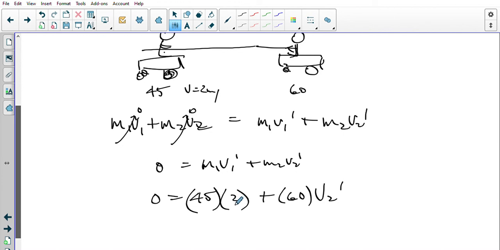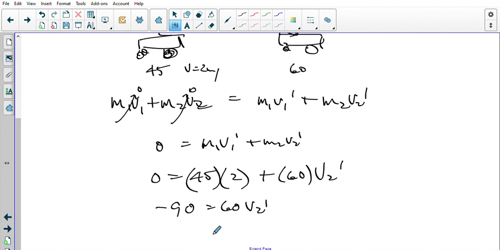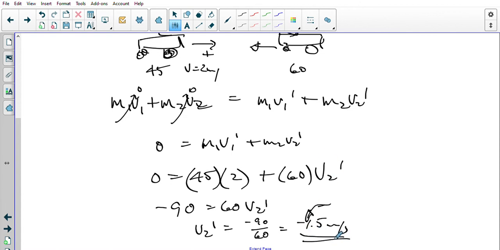So this is going to be 2 times 45 is 90, comes over to the other side. We get negative 90 is equal to 60 v2 prime. And so then we have v2 prime is equal to negative 90 over 60. That's equal to negative 1.5 meters per second. Negative sign? Well, it's going back towards the other direction. The 45 kilogram boy is going forwards, and we'll say that's positive, so that becomes a negative velocity. And there we go. That's how fast he's moving back.